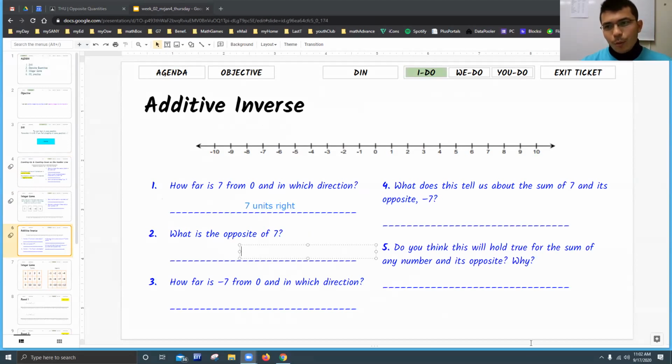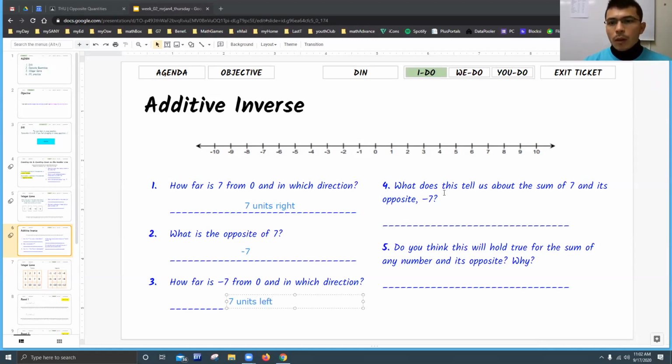I mean, you remember from last class. Thank you, online students. I can see your responses too. And how far is -7 from 0, and in which direction? -7 is how many units far away from 0, and which direction? Left. Thank you so much. Yeah, it's 7 units left.